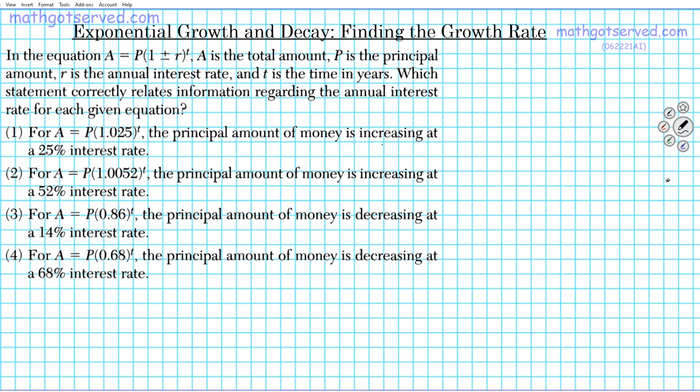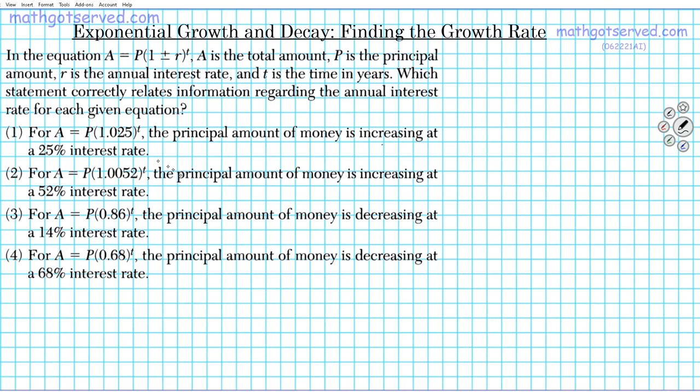model. All right. So the question reads, in the equation A equals P times the quantity 1 plus or minus r to the t, A is the total amount, P is the principal amount, r is the interest rate, and t is the time in years. Question, which statement correctly relates information regarding the annual interest rate for each given equation?